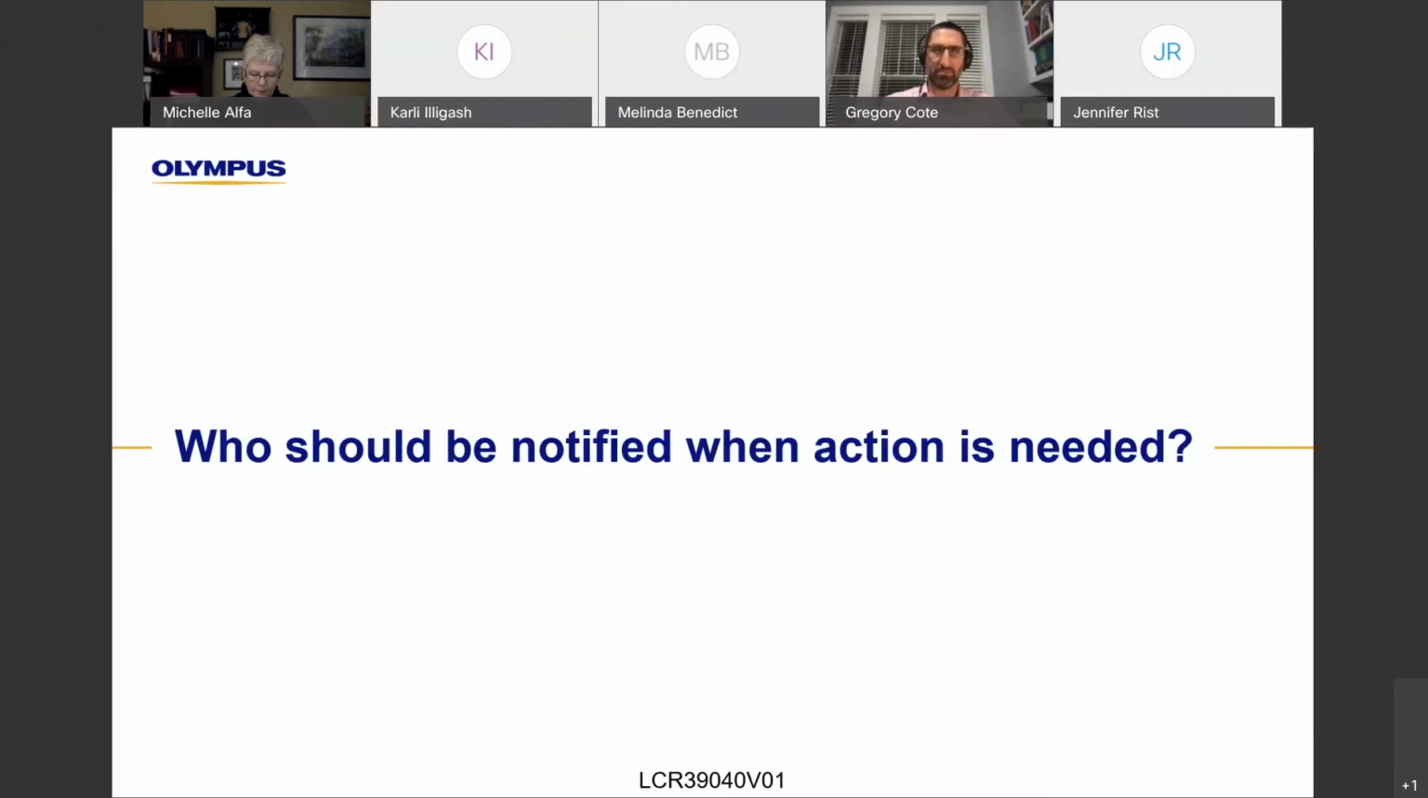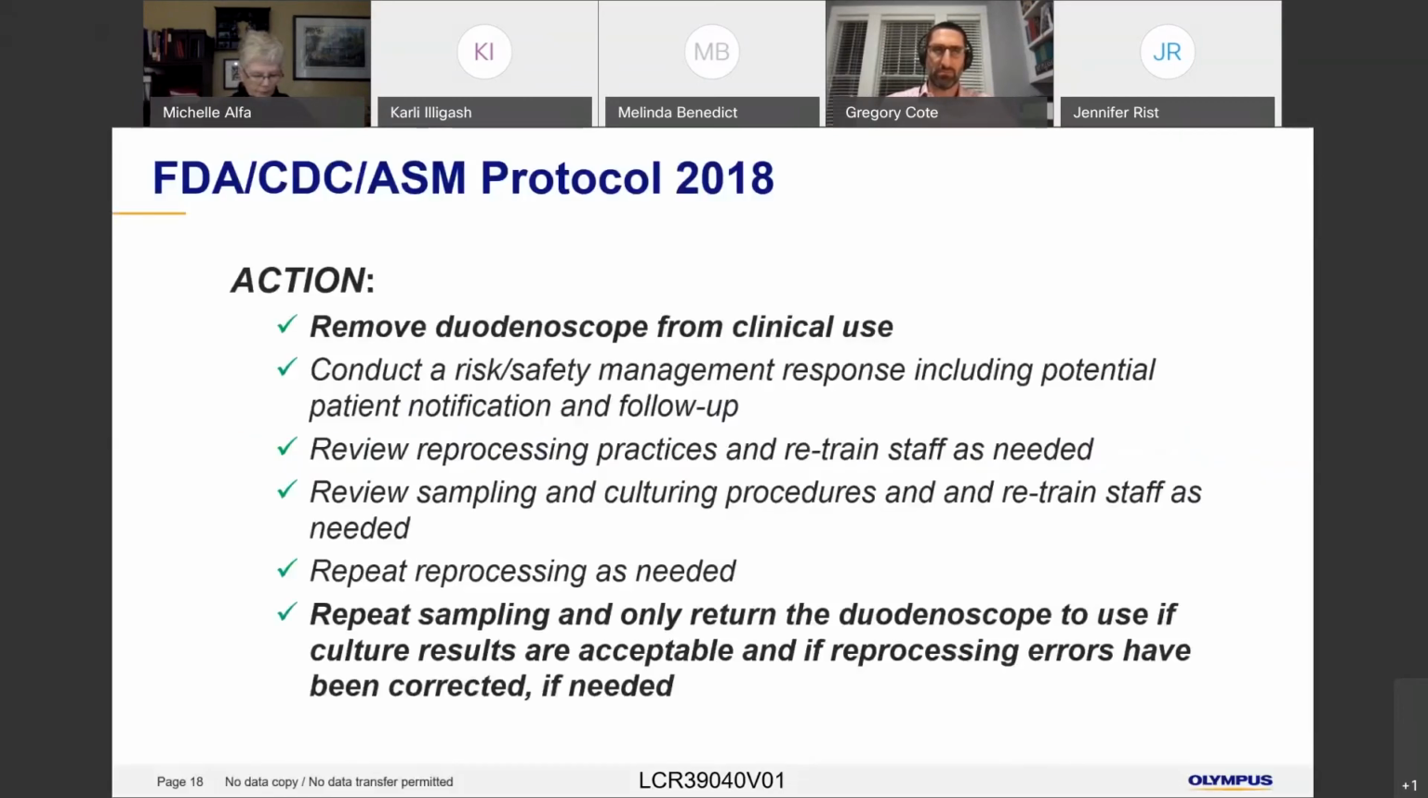Okay. So next, we're going to look at some of the specific actions that can be taken when you get an action or an alert level result from an endoscope sample. So Dr. Alpha, I'll ask you to walk us through these.